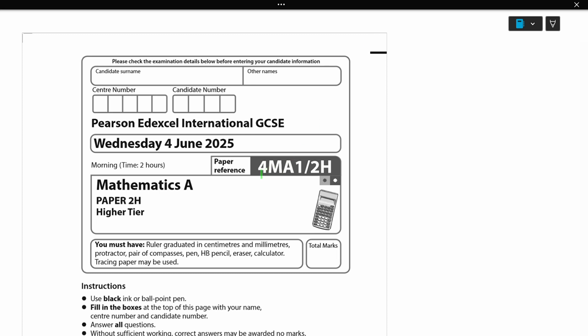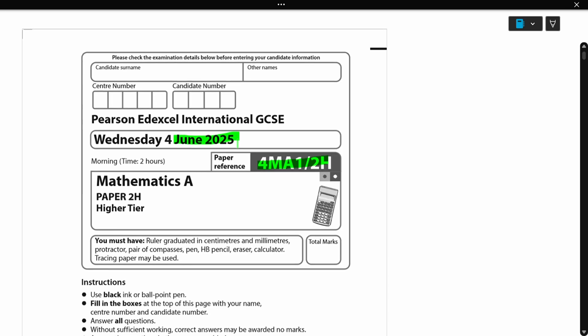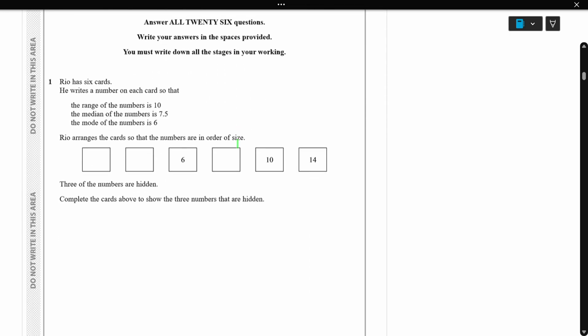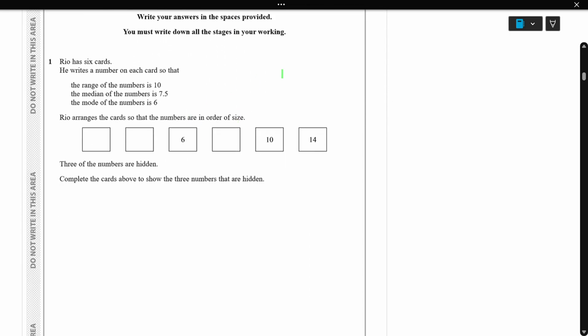Yeah, this is for the MA1 2H paper, June 2025. So let's go for the first question. Rio has 6 cards. He has written a number on each card so that the range is given, the median is given, and the mode is given. He arranged the numbers in order, so 3 numbers are hidden, and we need to find the numbers. That's the question.